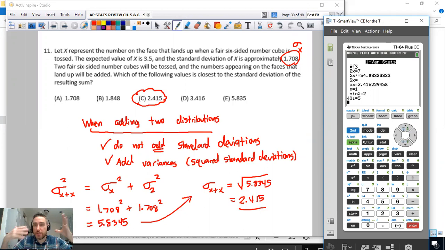Look at your average, it's 7, right? Because 3.5 plus 3.5 is 7. But look at your standard deviation. It is 2.415. So we don't add the 1.7s together, we square those, add them together, then take the square root. Fun stuff. Next question will be number 12.